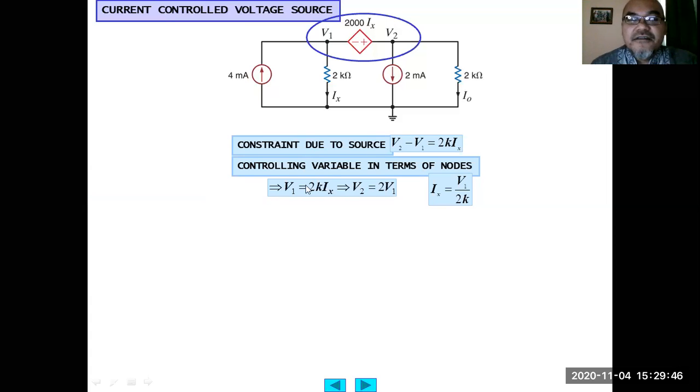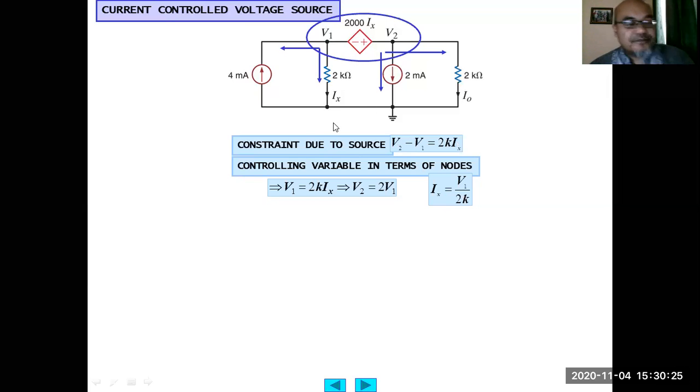Okay, I continue. We can insert this value into this equation. So V1 equals 2K Ix. It means we can replace this 2K Ix with V1, so V2 equals 2 V1 here. So inserting this value of Ix into the first equation, we obtain V2 equals 2 times V1. Then we write down the KCL equation at the supernode.